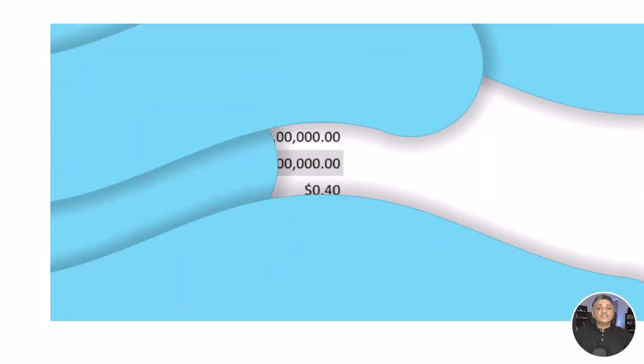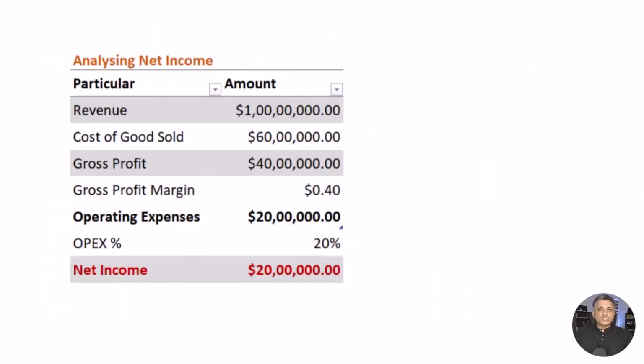Fifth, analyzing the net income. The net income for XYZ was $2 million in 2022, which means that the company earned a profit of $2 million after accounting for all its expenses. We can compare this figure again to industry benchmarks and see how profitable company XYZ is compared to its competitors.